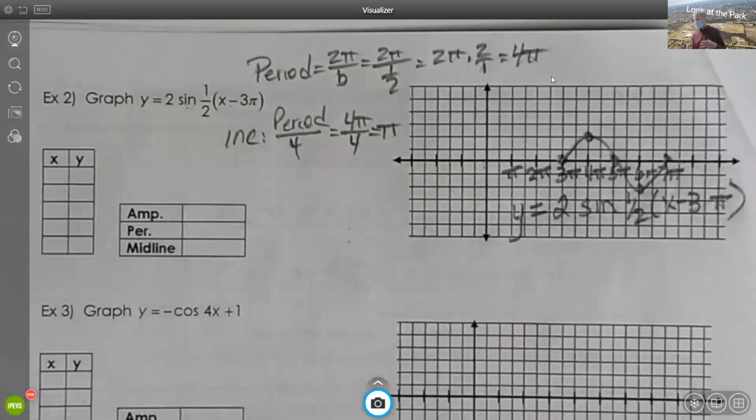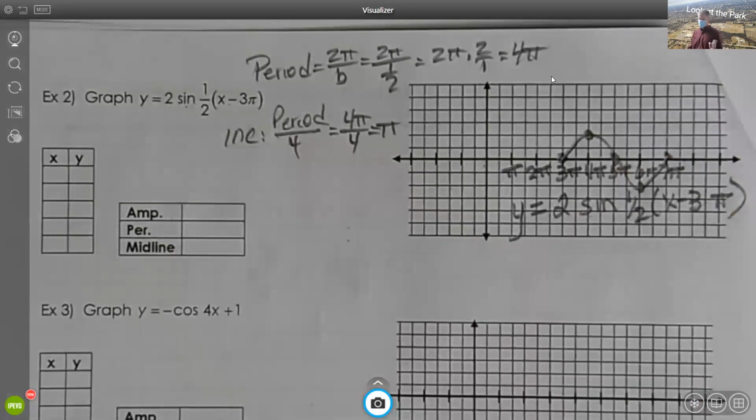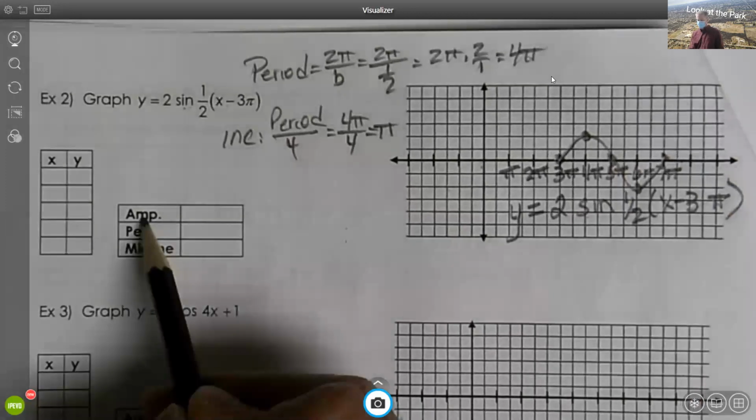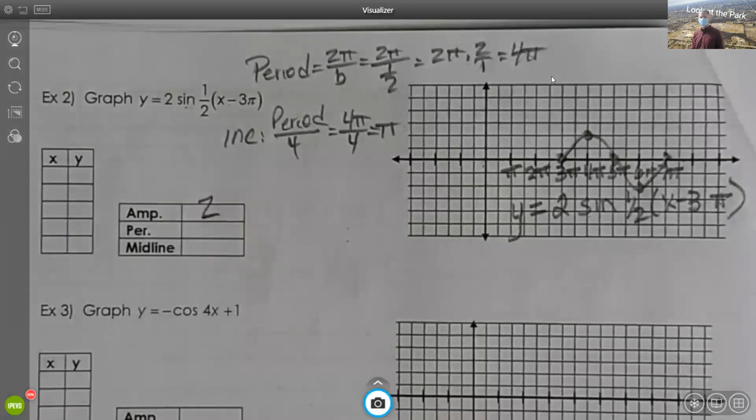We graph the entire equation onto the grid in essentially one step. We didn't do the parent, the stretch, the translate, which is just fine. You can break it into the separate steps. We see that the amplitude is your absolute value of A, so it's 2.